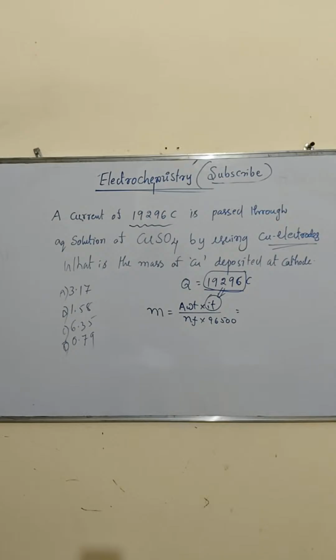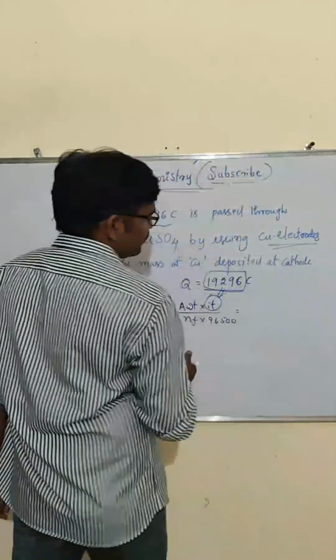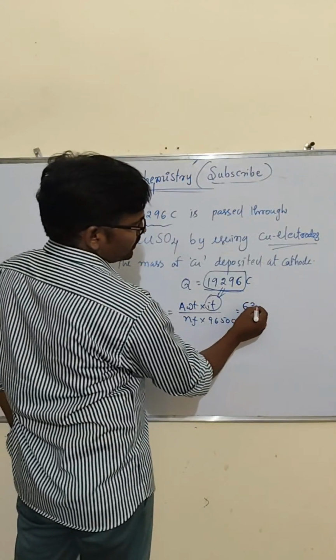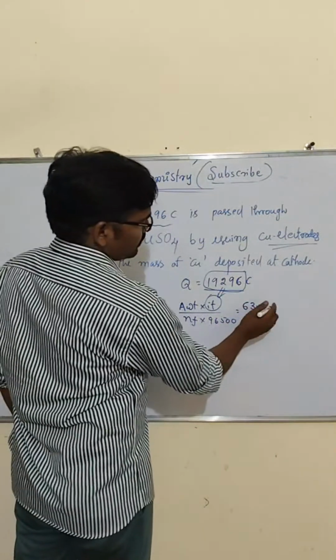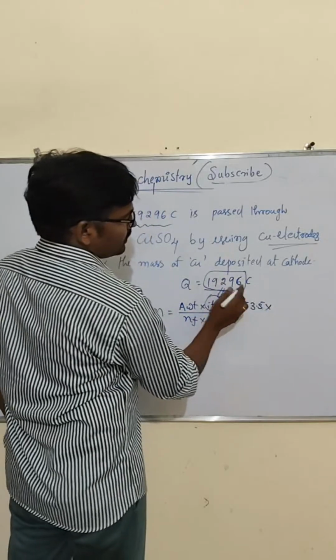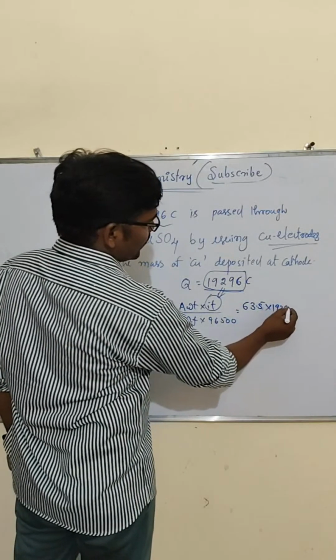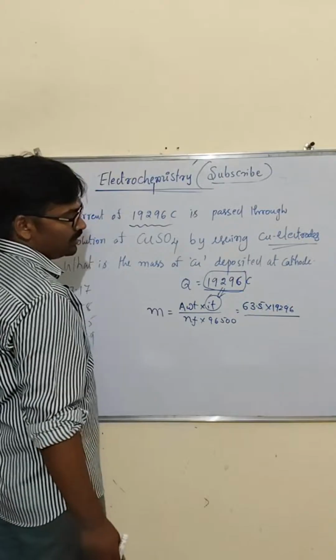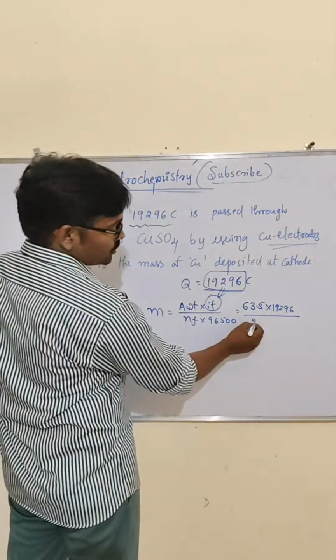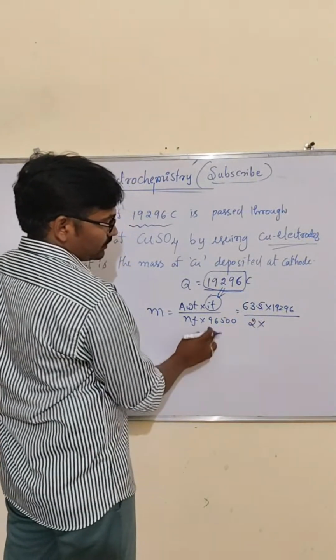Yes, my dear students. So please, what is the answer? Tell me for this question. What is the atomic weight of copper? Atomic weight of copper is 63.5. Then this value 19296 we have to substitute, as I told. Here the n factor for this is 2.